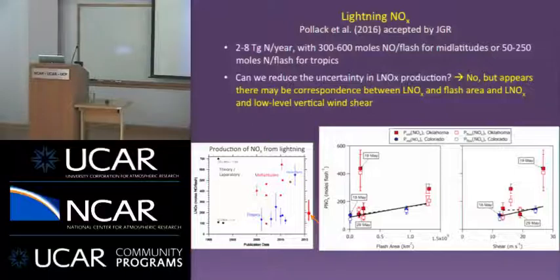And there might be a connection to the low-level vertical wind shear. Again, as vertical wind shear increases, there's a little bit more NOx being produced. So the statistics aren't great, and there are only 5 storms to look at, but it gives us a lead as to maybe a path forward in predicting lightning NOx better.